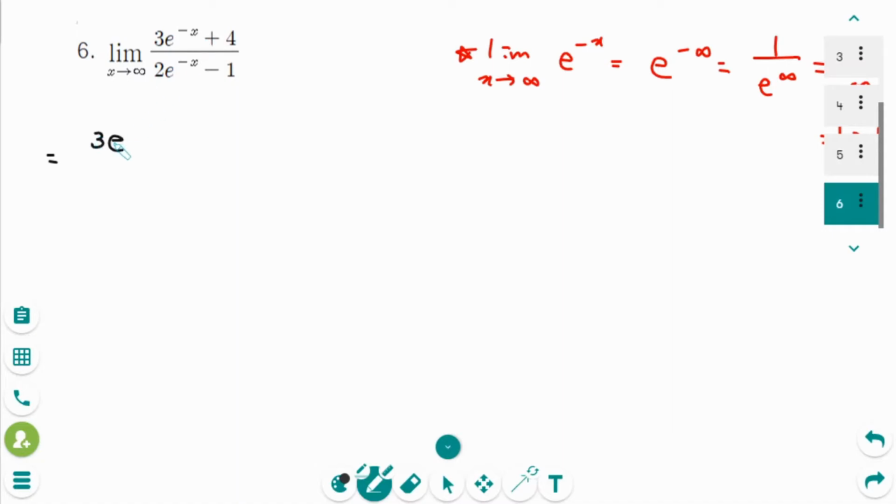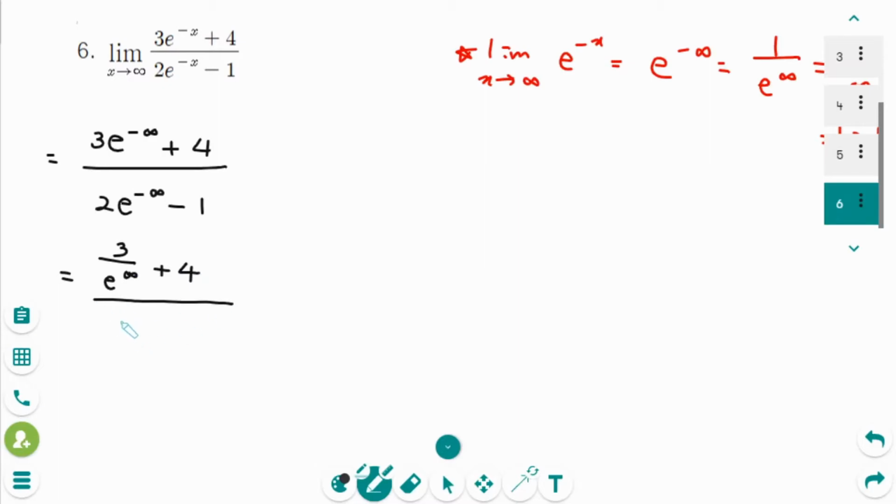Just put infinity here. 3 e to the power of minus infinity plus 4, like this. This is a 0 because of this one. Or you can write it down like this. Show more steps. So this one equals 0 plus 4. This one equals 0 minus 1. So the answer is 4 over minus 1, which is minus 4. That is the answer.